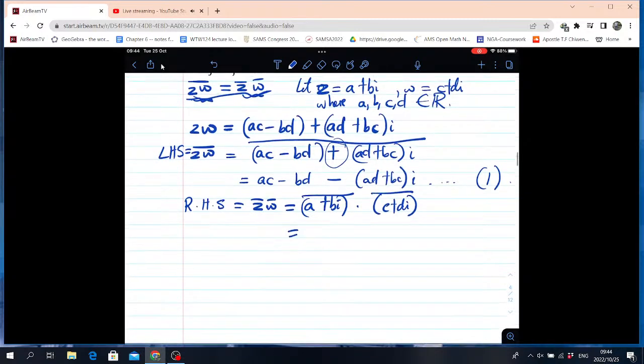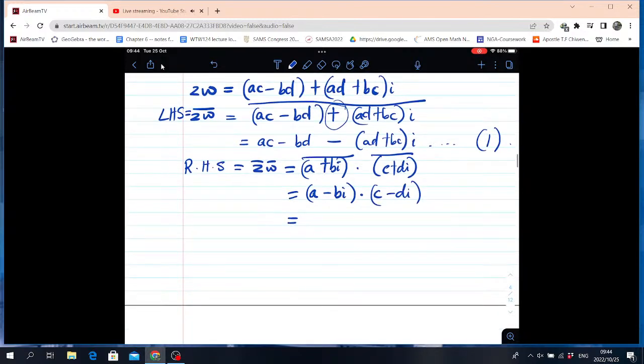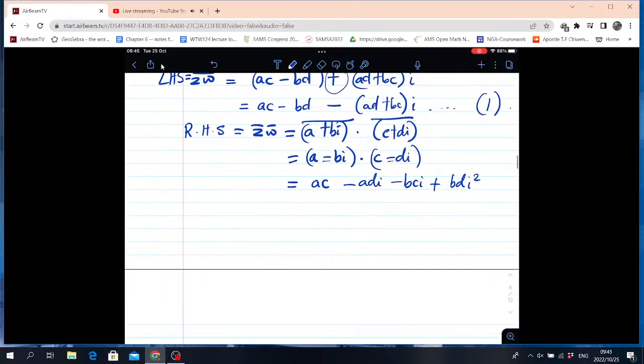And then we say, what is the conjugate of Z? It's A minus BI, right? And then what is the conjugate of W? It's going to be C minus DI, right? And then from there we can do the expansion. So AC minus ADI minus BCI, minus minus, so plus BDI squared, right? And then we know that I squared is equal to minus 1, so we can say AC minus BD, right?